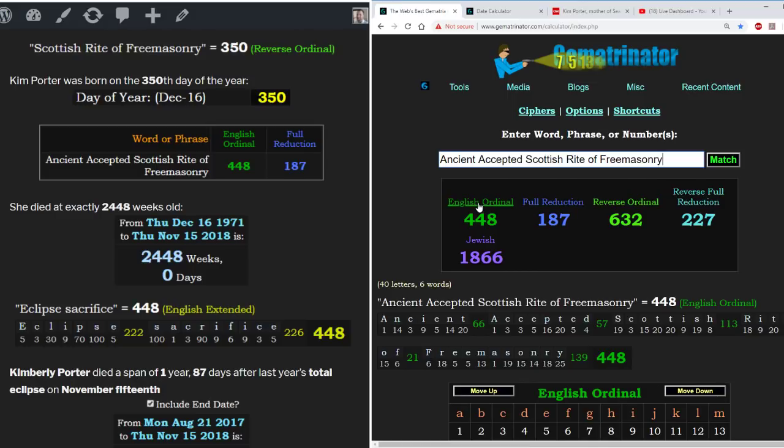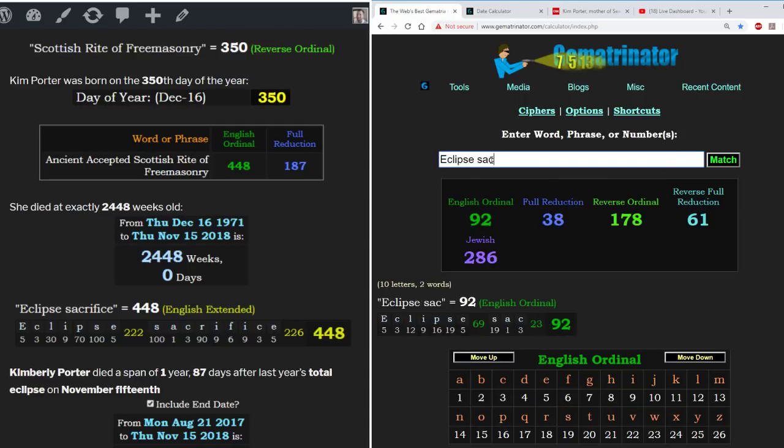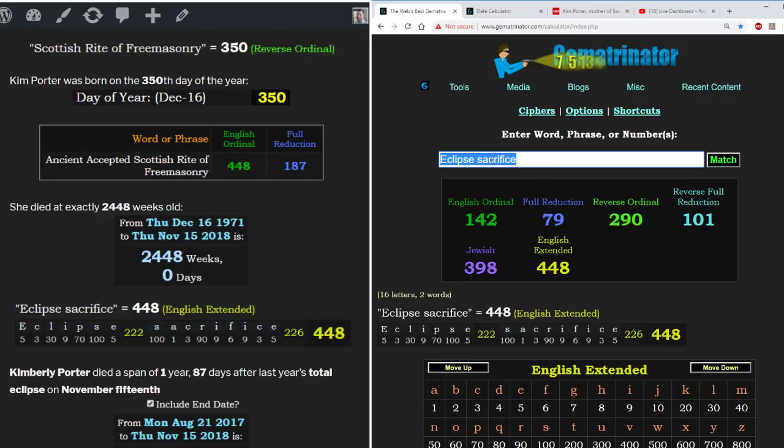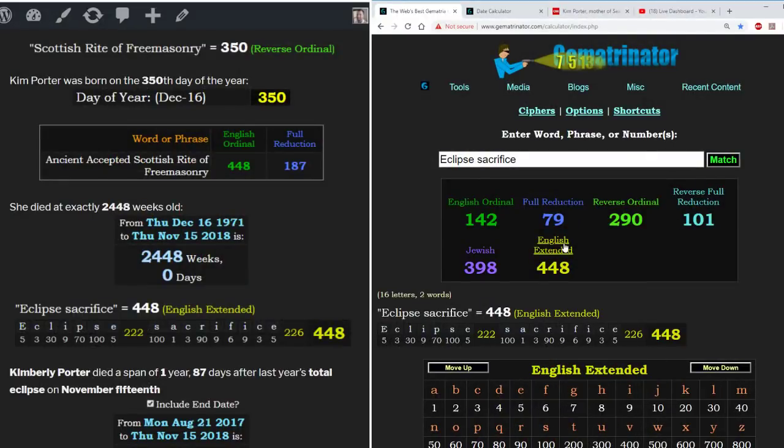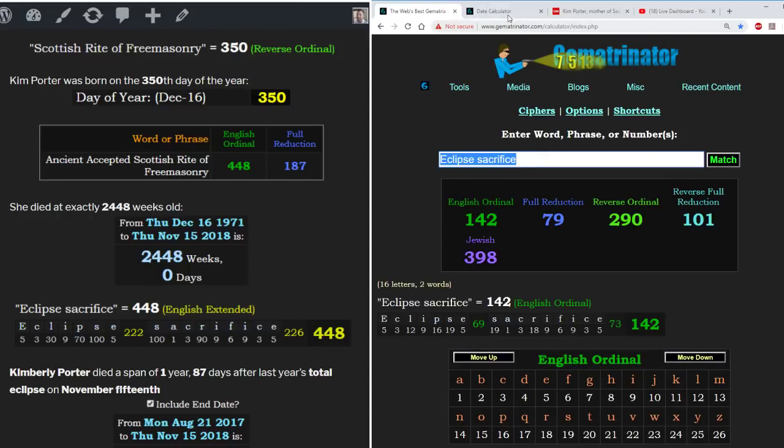But notice how in the alphabetic order, Ancient Accepted Scottish Rite of Freemasonry sums to 448. The phrase eclipse sacrifice sums to 448. In English gematria, this is the cipher that's structured similarly to Jewish with amplified numbers, but the letters are ordered according to today's modern English alphabet. So this 448 alignment between the Ancient Accepted Scottish Rite and eclipse sacrifice is, of course, very interesting.